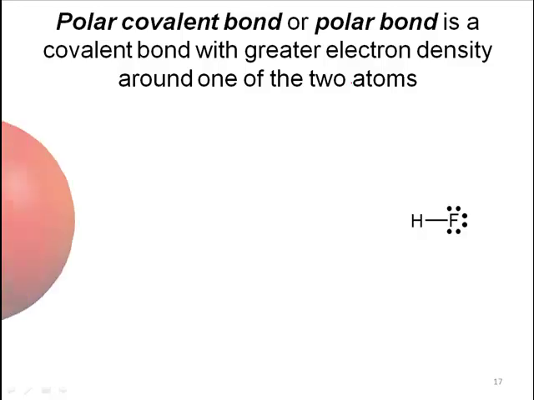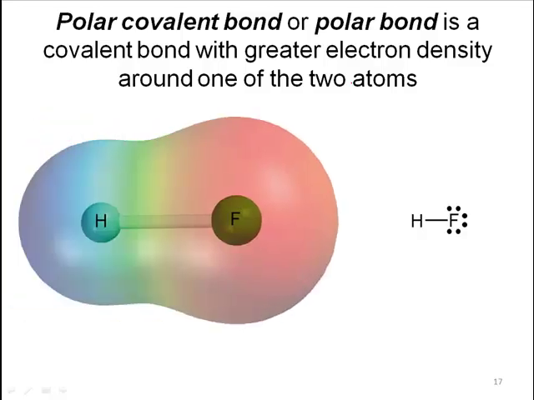If we look at a polar covalent bond, or polar bond, it is a covalent bond with greater electron density around one of the two atoms. So in this case, fluorine has a greater electron density. Why? Why does fluorine have a greater electron density? No. Good guess, but that's wrong. Unfortunately, it happens to be there are more electrons around it, but that would not be true. That is correct. Electronegativity is greater for fluorine.